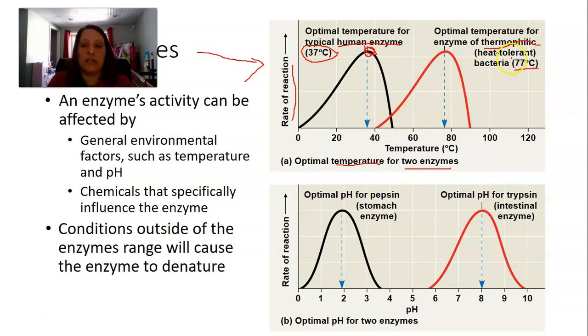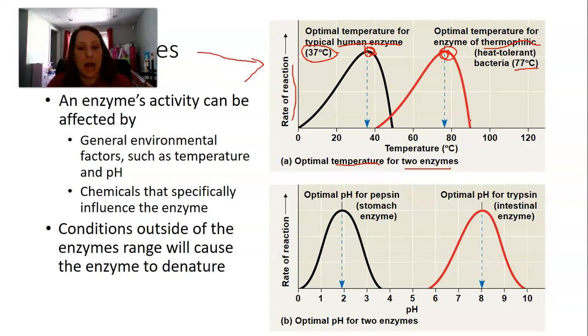Let's look at the heat tolerant enzyme. It is not going to start working anywhere between 0 and 40. But as we increase temperature above 40 degrees Celsius, it starts to creep up. It starts to have some activity, but its optimum activity is at 77 degrees Celsius. And again, if we go above that, look how fast it drops off.